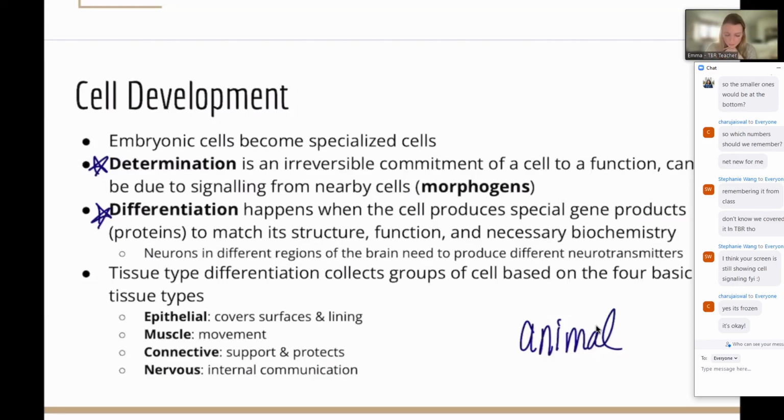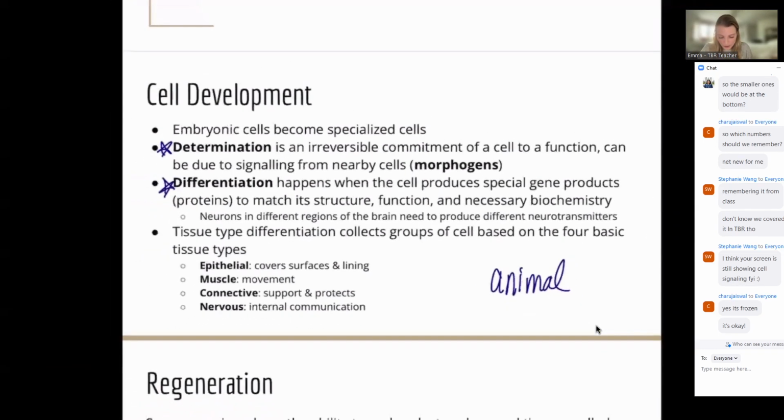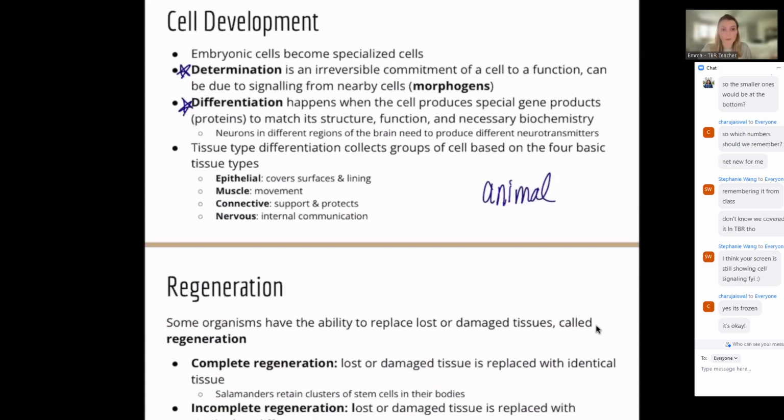So yeah, that's the difference between determination and differentiation. And again, determination is happening super early on. We don't have groups of stem cells just hanging around our body. Obviously, in our bone marrow we have a few, but other organisms store stem cells in their body. And that can be helpful when we come to something called regeneration.